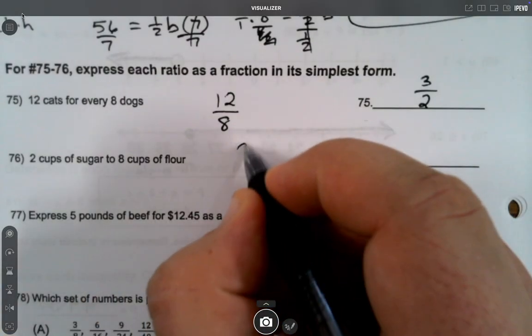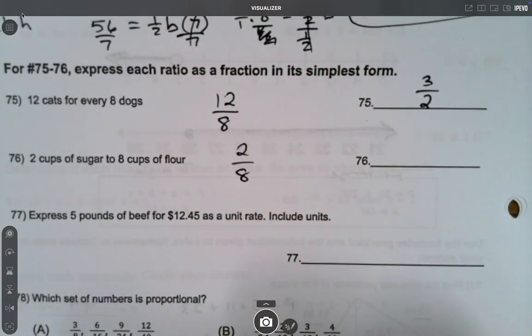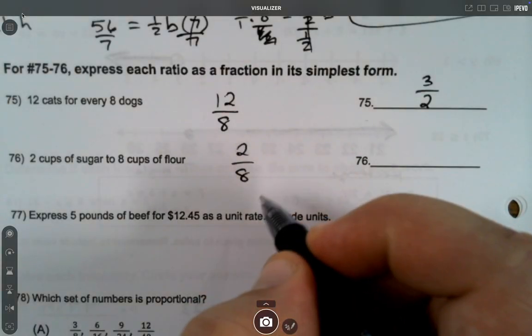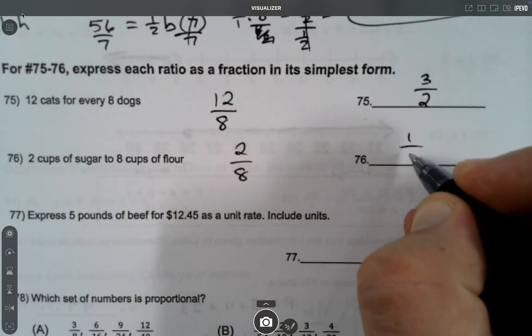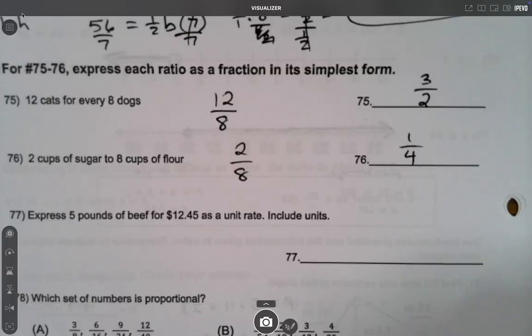Okay, 2 cups of sugar to 8 cups of flour. Those are both divisible by 2. 2 divided by 2 is 1. 8 divided by 2 is 4.